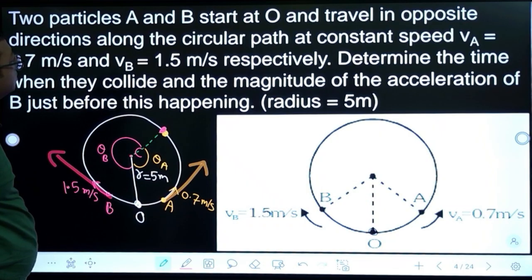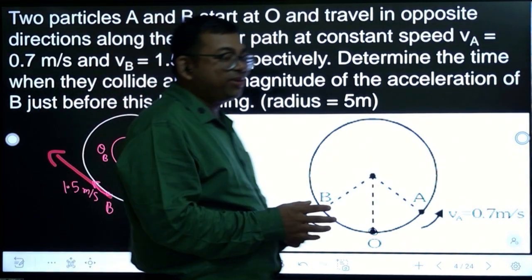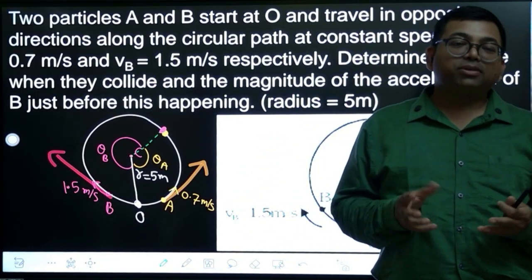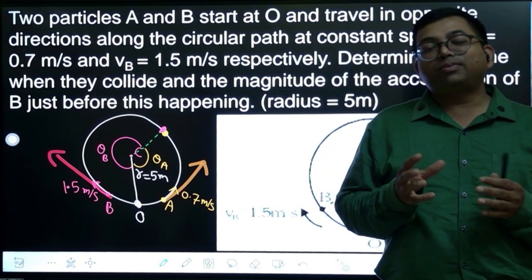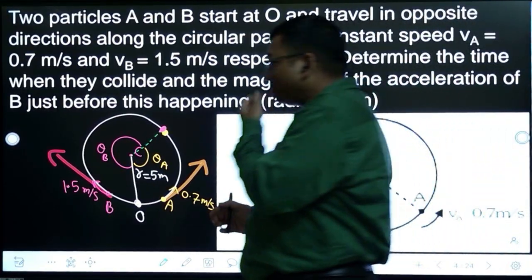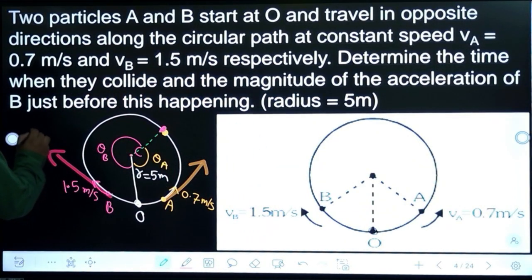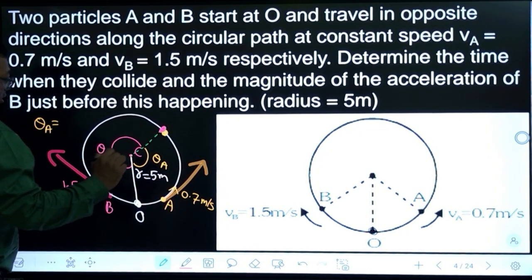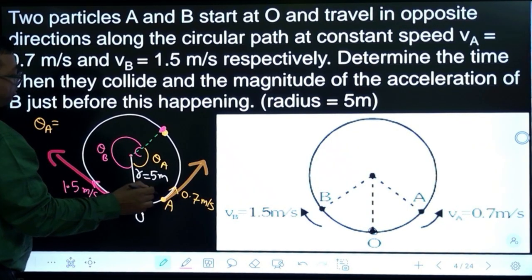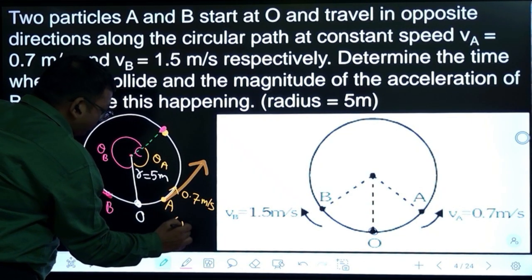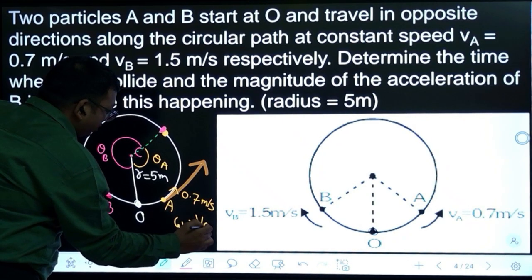Then the time when they will collide becomes very simple, because theta is equal to omega into t. Omega is theta by t because they are going with constant speed. Speed equals distance by time; here angular speed is angular distance by time. So we can apply a simple formula here, that theta A is equal to omega A t. Omega we do not know yet, but we can calculate it because we know v and we know the radius. Omega is equal to v by r.